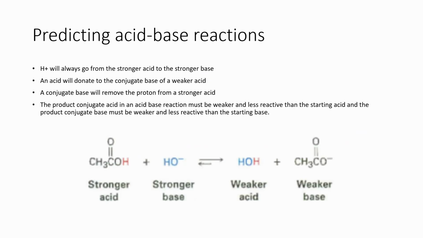Okay, so let's have an example here on the screen. Number one, the hydrogen proton will always go from the stronger acid to the stronger base. So we have the stronger acid and the stronger base on the left side of our reaction. What will happen is acetic acid here will give to a stronger base, which is our hydroxide. It will not give the hydrogen towards the weaker base, which is our acetate ion. So this will not occur.